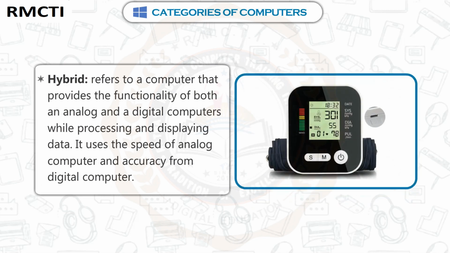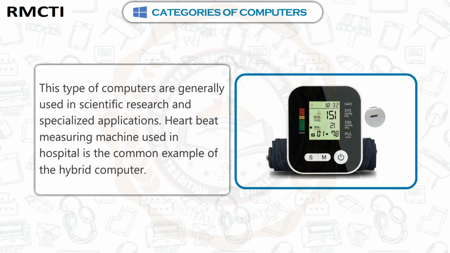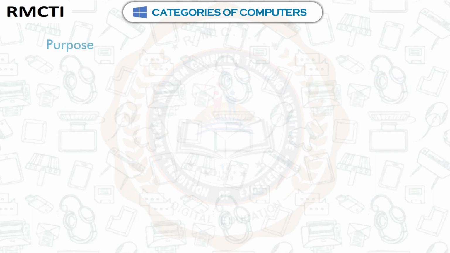Hybrid refers to a computer that provides the functionality of both an analog and a digital computer while processing and displaying data. It uses the speed of an analog computer and the accuracy of a digital computer. This type of computer is generally used in scientific research and specialized applications. The heartbeat measuring machine used in hospitals is a common example of a hybrid computer.